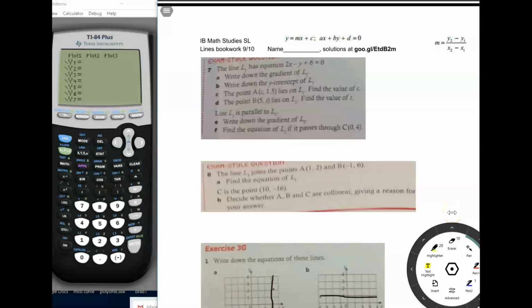Page 9 of lines. Number 7. The line L1 has equation 2x minus y plus 6 equals 0. Write down the gradient of L1.